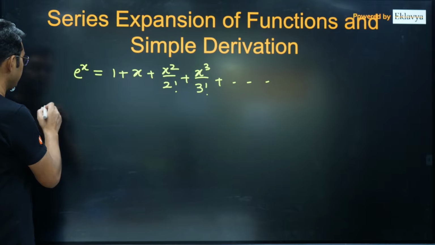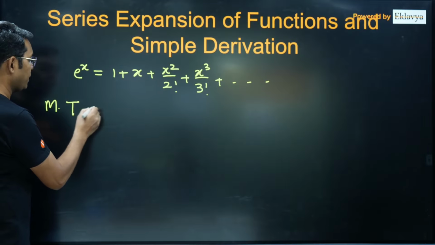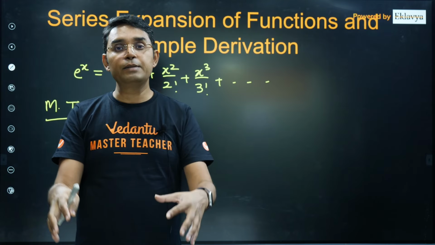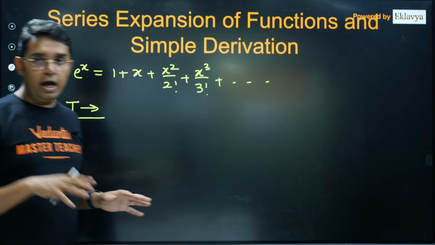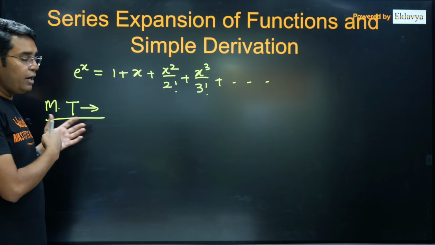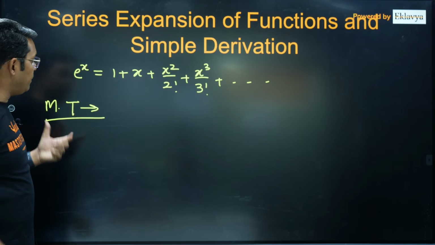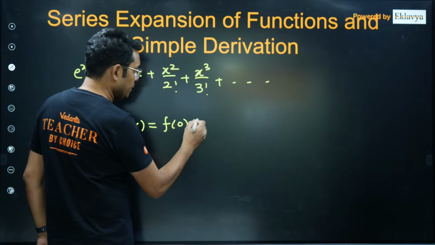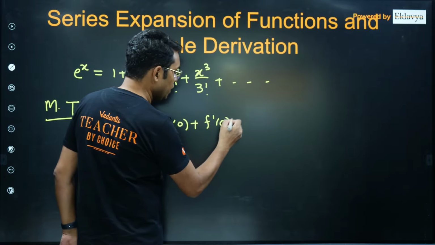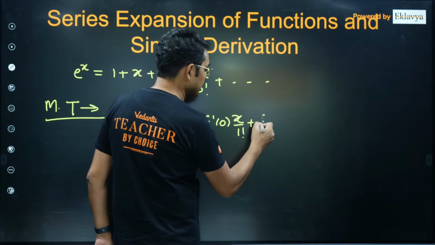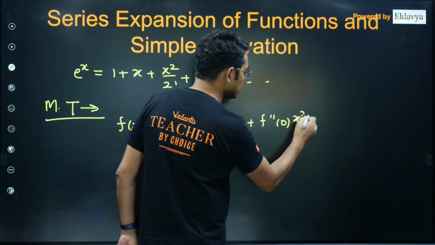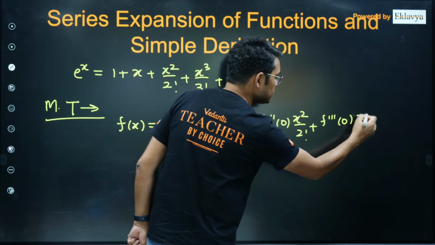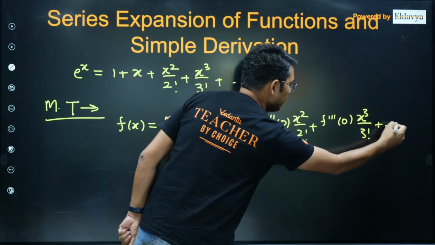So what is Maclaurin series? Maclaurin theorem or Maclaurin series? You can get the detailed notes in the description link. So please go through it. I have written very neatly each and everything whatever I am teaching here. So the Maclaurin theorem says that f(x) is equal to f(0) plus f dash 0 into x upon 1 factorial plus f double dash 0 into x square upon 2 factorial, f triple dash 0 into x cube upon 3 factorial and so on.